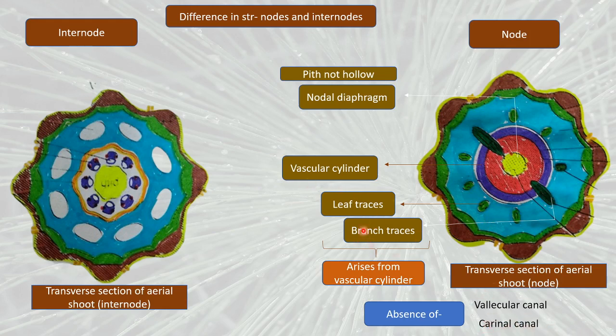There are leaf traces and branch traces present. There is vascular cylinder present in place of vascular bundle, and there is nodal diaphragm present, which provides the required stiffness and support to the stem. Right? So this is the difference in the structure of internode and node.